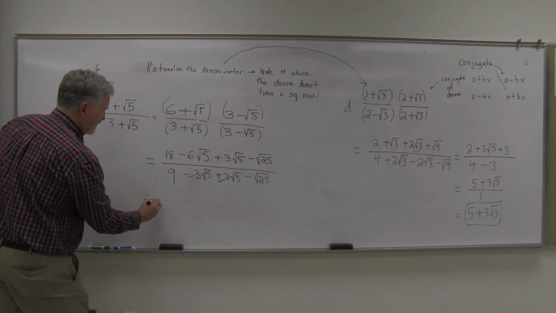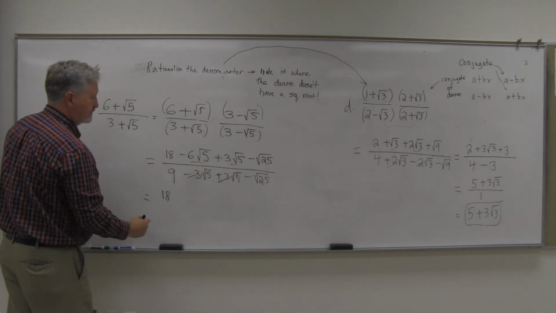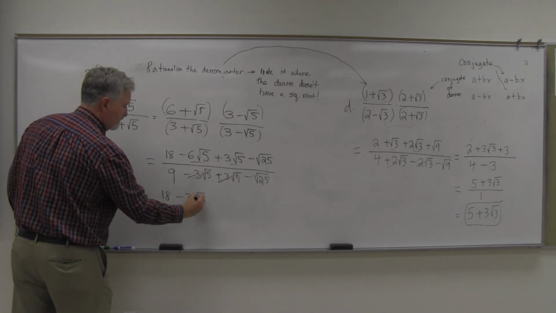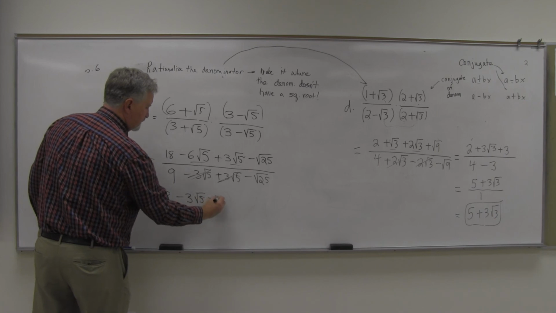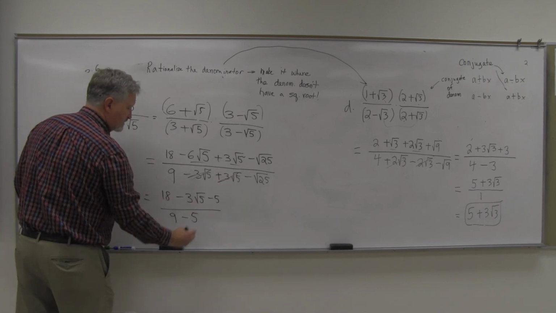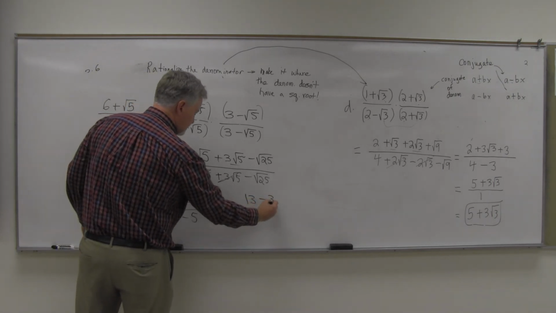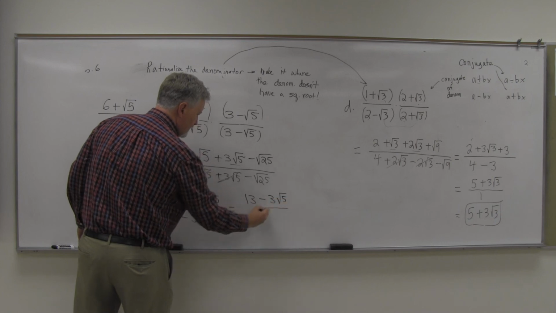So on the top, what have we got? 18, combine the two in the middle, you got minus 3 square root of 5, minus 5, and you got 9 minus 5, just on the bottom. And I mention this one because, what do we got? 13 minus 3 square root of 5, and that's over 4.